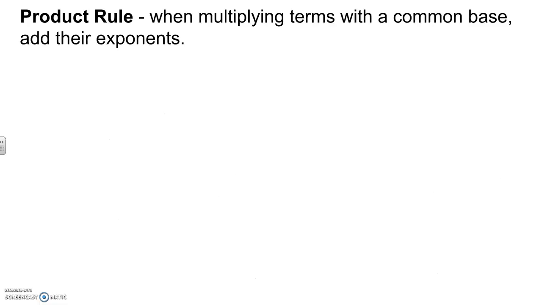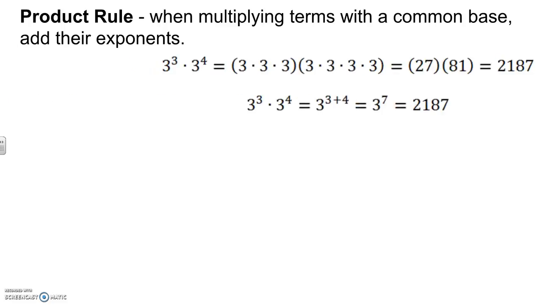The product rule. In this particular lesson, we looked at completing an investigation here. When multiplying terms with a common base, we add their exponents. So here we have base 3, 3 to the third times 3 to the fourth. In expanded form, which is up top, we see what it looks like. We could simplify each, get 27 times 81, and get 2187.